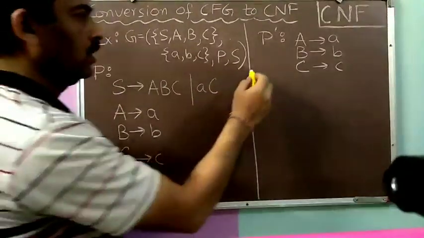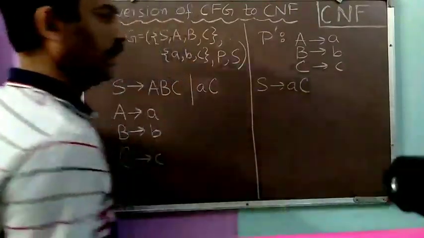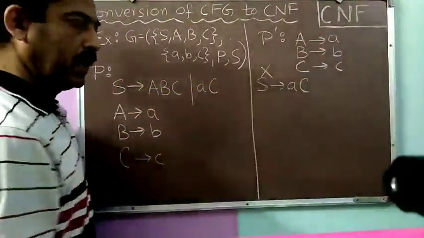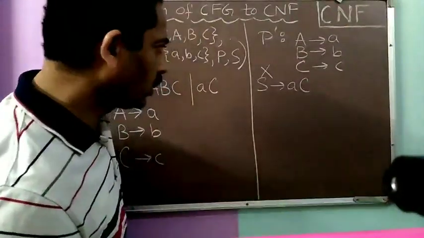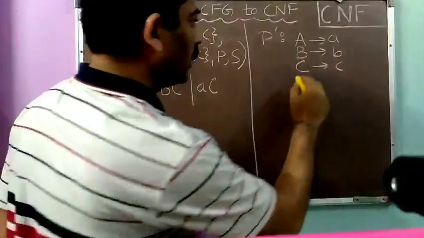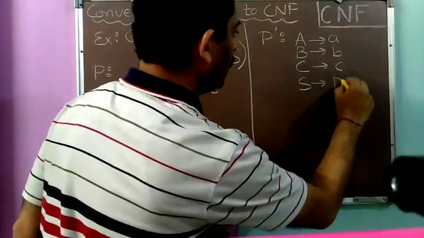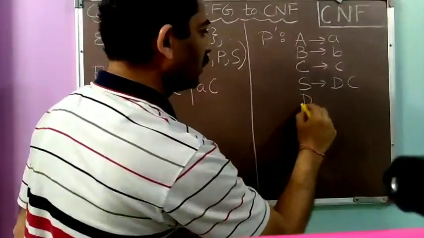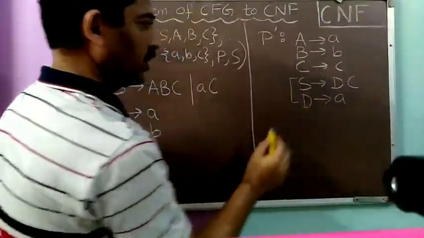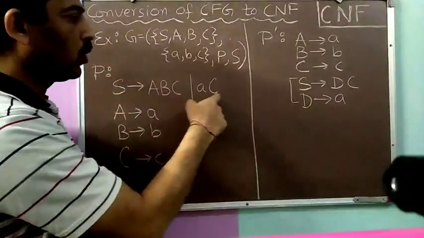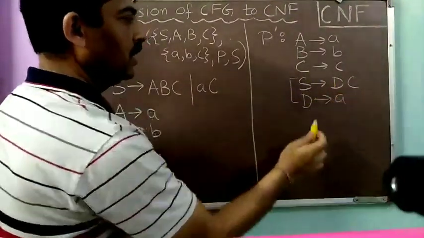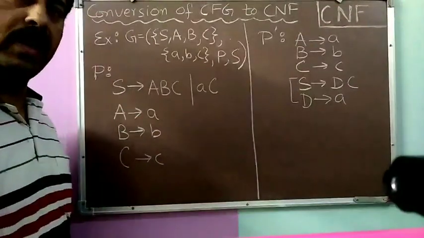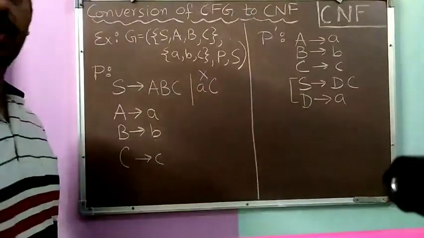First of all, we will consider S goes to small a, capital C. How can we convert it? Suppose we remove this production, and in place of this production, we include productions of the form S goes to D C. So we have introduced a new variable D. Okay, so S goes to D C, and then D derives small a. So these two productions combined will have the same effect which S goes to small a, capital C is having, because from S we'll move to D, C, and D will ultimately derive small a. So ultimately from S we are deriving small a, capital C. So it will have a similar effect. Okay. So we will remove this and we'll add these two productions.